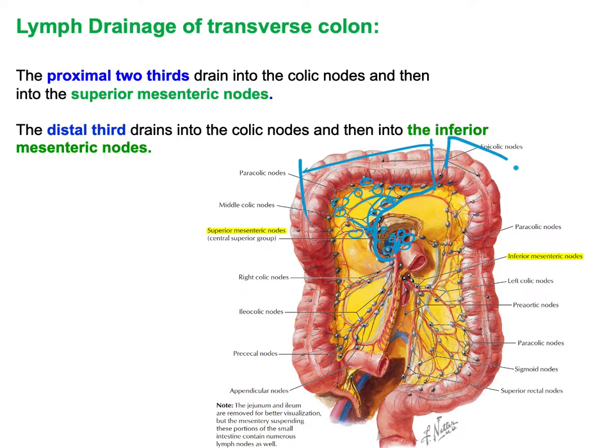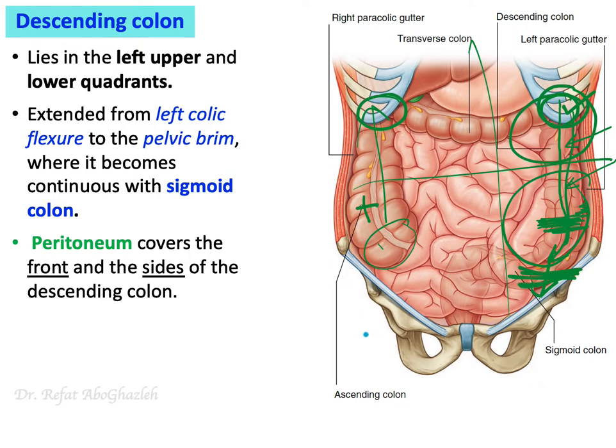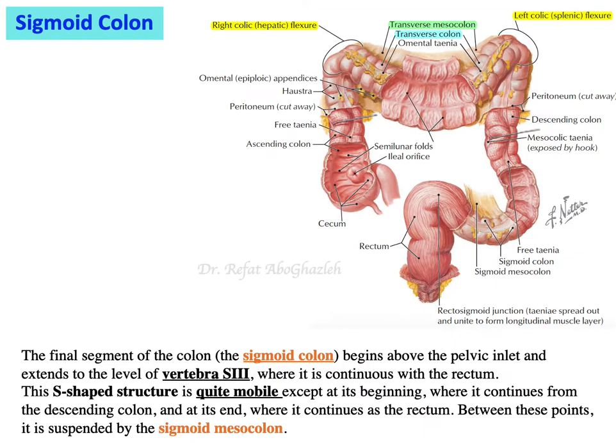And what about the distal one-third? Similarly, in the distal one-third, these nodes exist along the left colic, and they ultimately drain into lymph nodes around the inferior mesenteric artery, and these nodes are called inferior mesenteric nodes. Very simple. Lymphatic drainage follows the arteries. Okay, that was about the ascending, descending, and transverse colon.